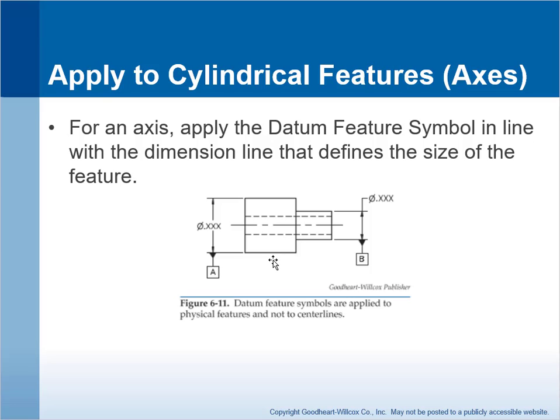So if your datum is a feature of size, then what you do is you put this datum identifier right in line with the dimension. Essentially what you're doing is you're tying it to the size of the part, and you're making clear to everybody that this datum is a feature of size and not a surface.